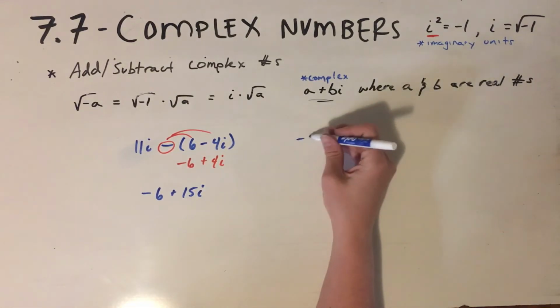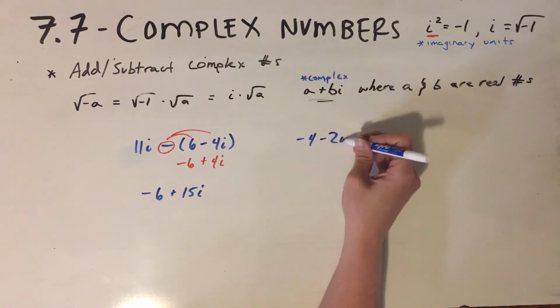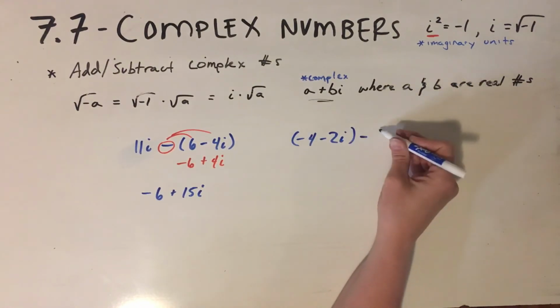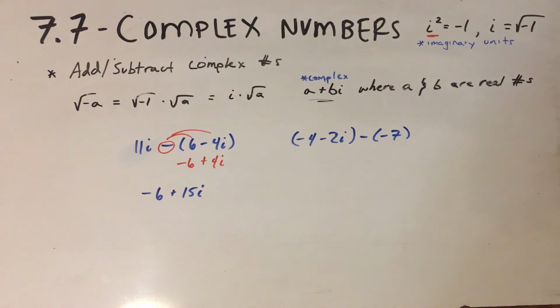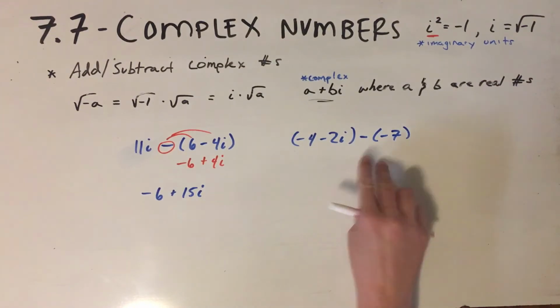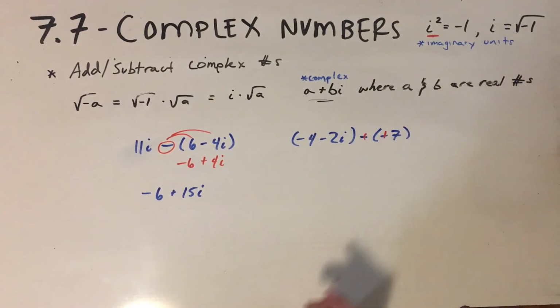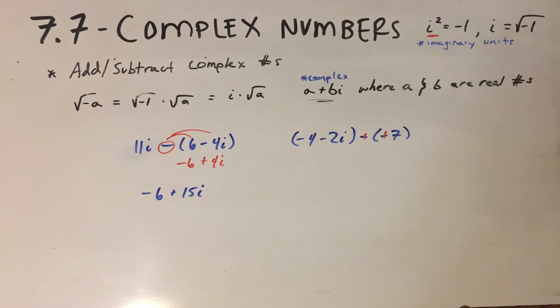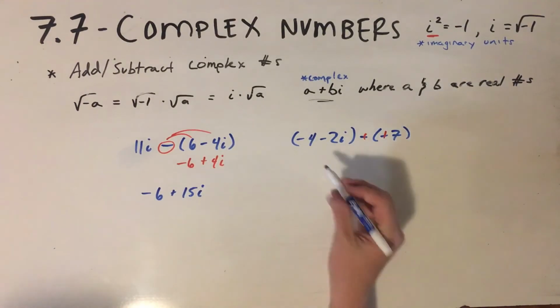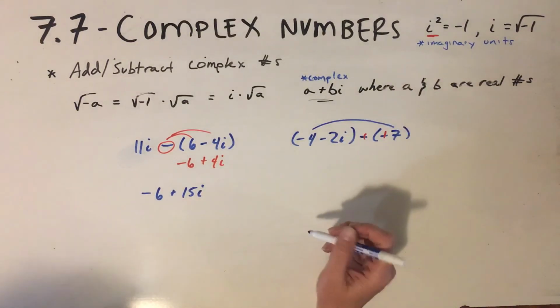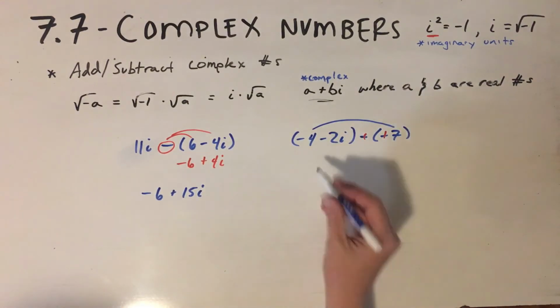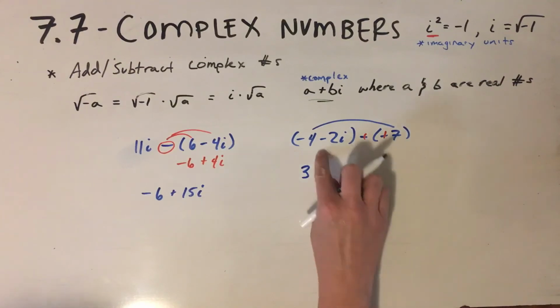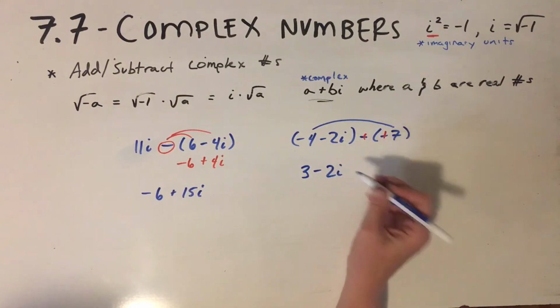What if I had a -4 minus 2i, and I want to subtract a -7? Well, remember that subtracting a negative here is just like adding 7. So -4 plus 7 would give you a positive 3. So if you're looking at these and combining them, we're not multiplying here, we're combining like terms. So just have 3 and then a -2i.